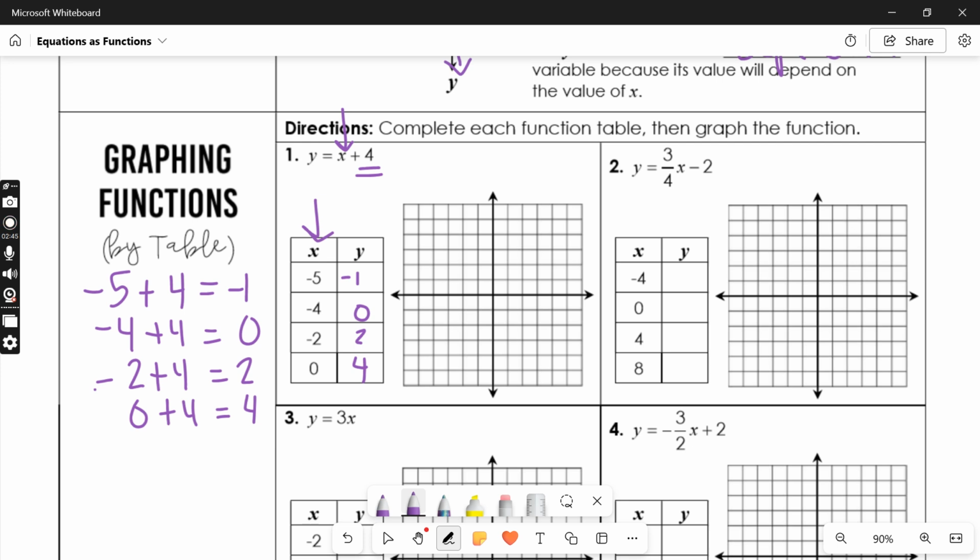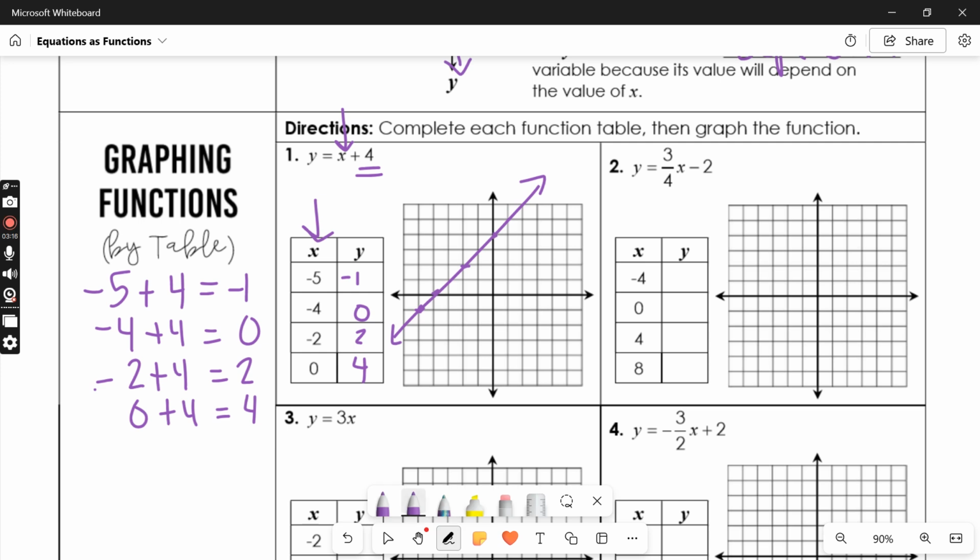And then I'm going to graph those points from the origin. Negative 5, negative 1 means from the origin I'm going to go left 5, down 1, and I'm going to put a dot right there. Left 4, and then no up or down. Left 2, up 2, and then 0, 4. And then I'm going to connect those dots with a line that goes through my entire grid.